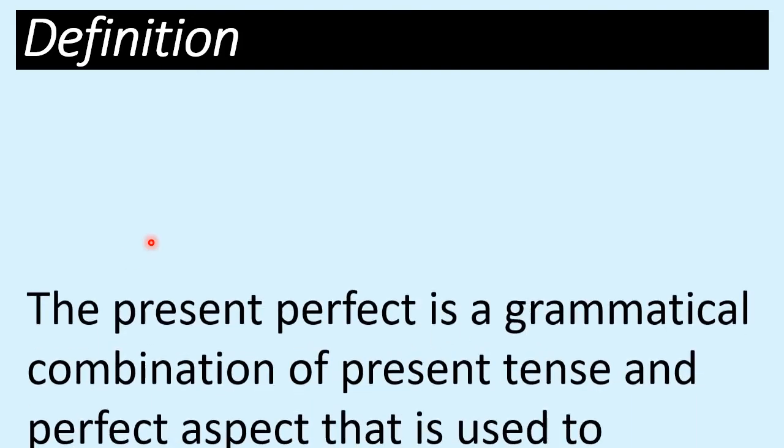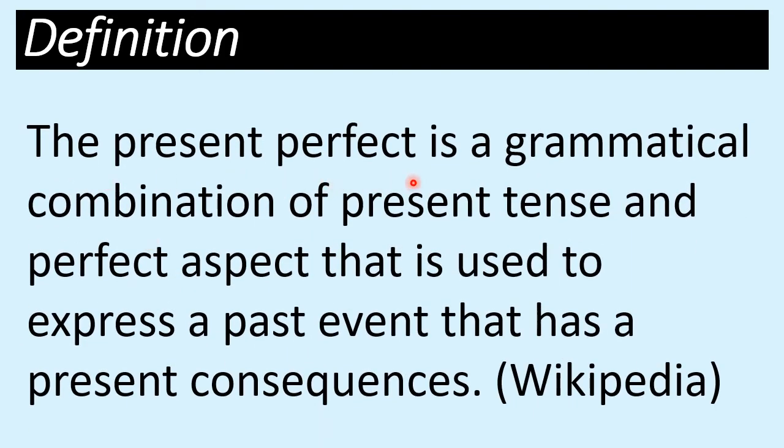Okay, let us know the definition first. The present perfect is a grammatical combination of present tense and perfect aspect that is used to express a past event that has a present consequence. In a word, present perfect has a link to the present, though the action ended in the past, but it always makes a relation to the present.